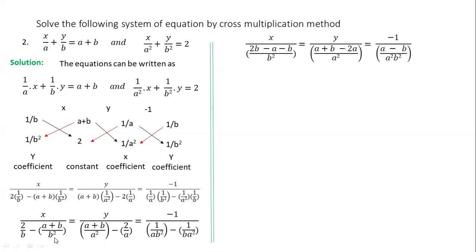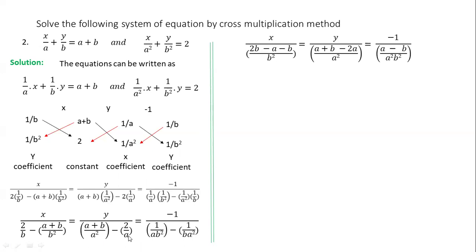So when you take LCM here, LCM is B square. So this should be multiplied with B. So it becomes 2B minus A minus B. Because of this minus sign, this also will become minus plus is minus, minus A minus B upon B square.